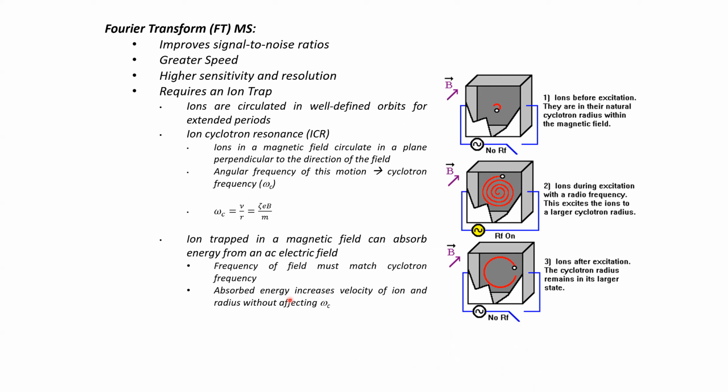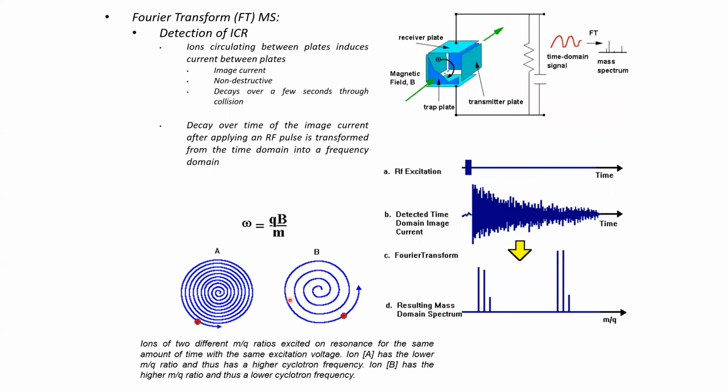The ion cyclotron resonance, ICR: ions in a magnetic field circulate in a plane perpendicular to the direction of the field. And so the angular frequency of this motion is called the cyclotron frequency, which is given here as omega c equals v over r, which equals zeta EB over m, where zeta is the charge, E is the electronic charge, B is the magnetic field strength, and m is the mass. So the ion trapped in a magnetic field can absorb energy from an AC electric field. The frequency of the field must match the cyclotron frequency, and the absorbed energy increases the velocity of the ion and radius without affecting omega c.